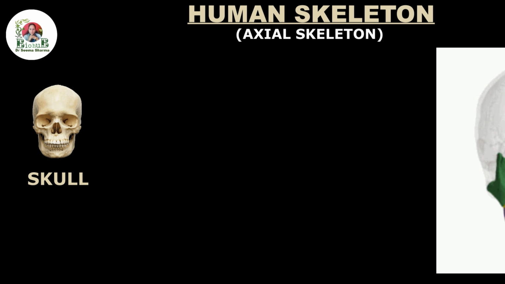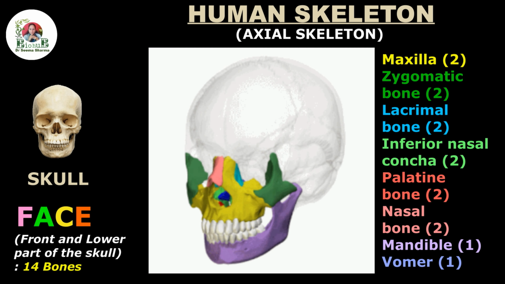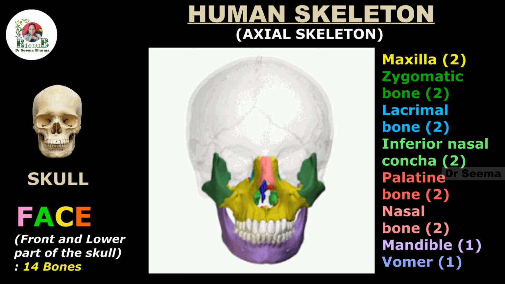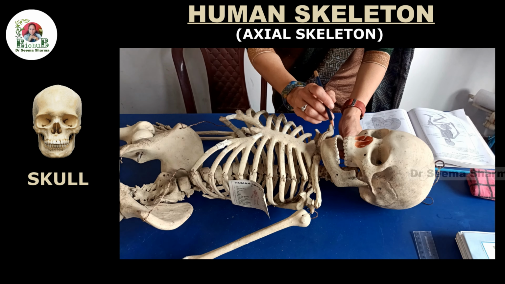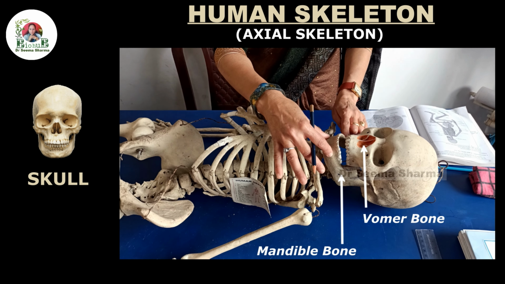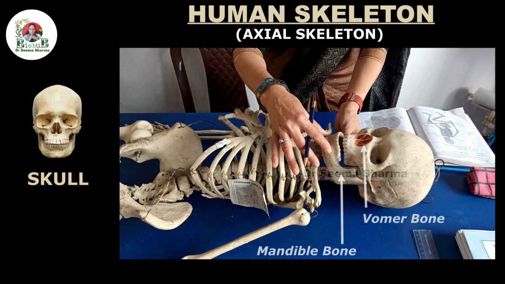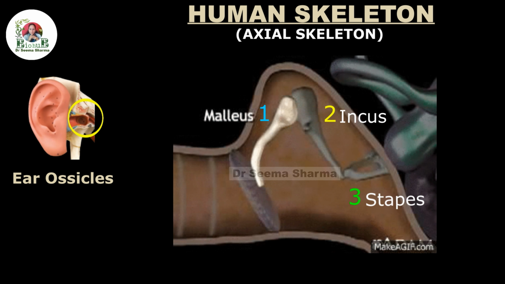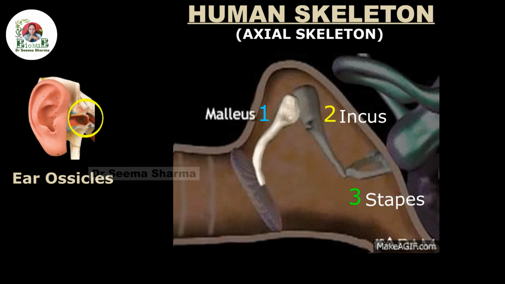The second part of the skull is the face. It is made up of 14 bones, out of which 6 bones occur in pairs and 2 bones, mandible and vomer, occur singly. Next axial part is ear ossicles. Ear ossicles are located in the middle part of the ear. These are 6 in number because we have 2 ears, and their names are malleus, incus and stapes.